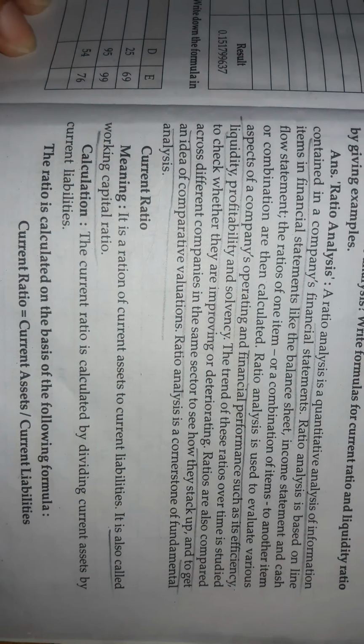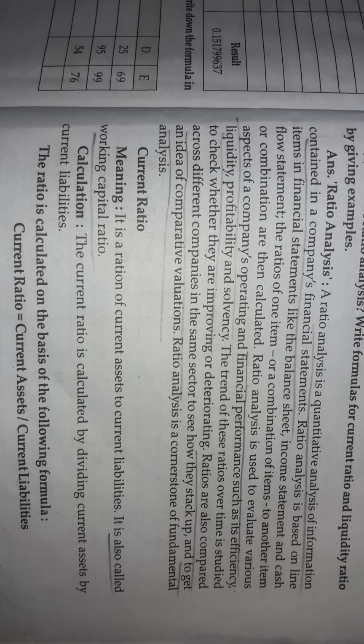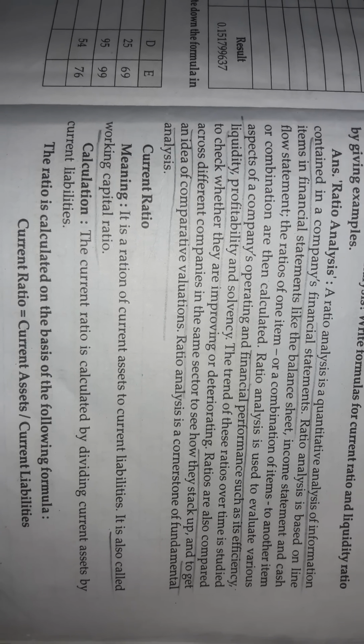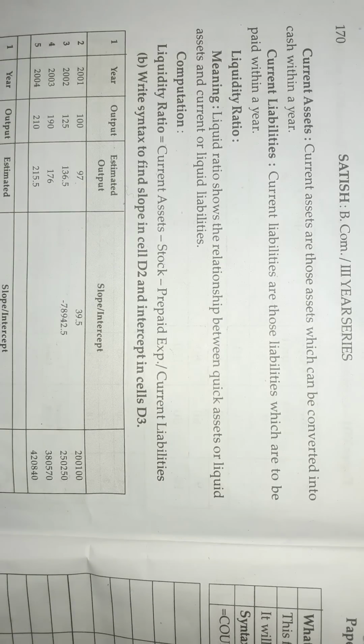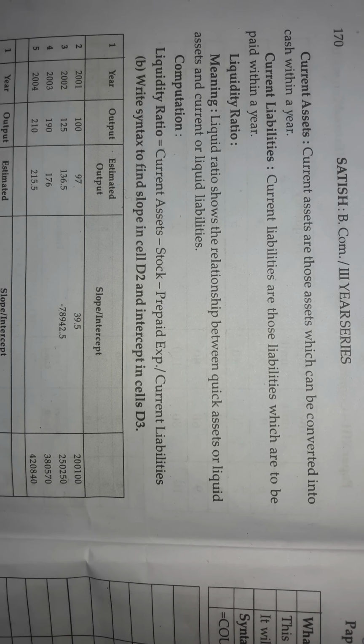Then how do you calculate the current ratio? The current ratio is calculated by dividing current assets by current liabilities. The ratio is calculated on the basis of the given formula: current ratio is equal to current assets divided by current liabilities. Current assets are those assets which can be converted into cash within a year. Current liabilities are the liabilities which are to be paid within a year.